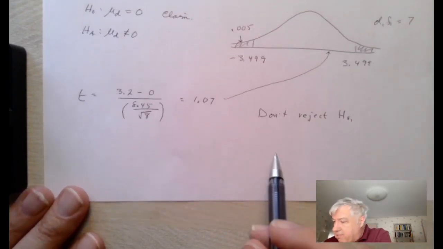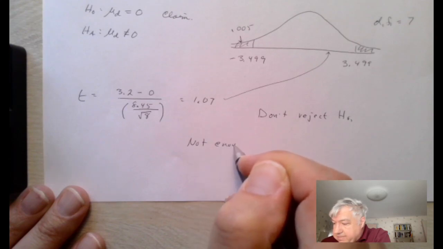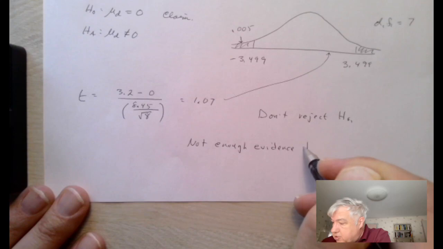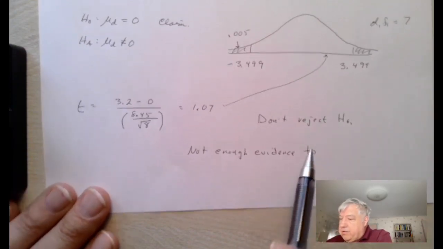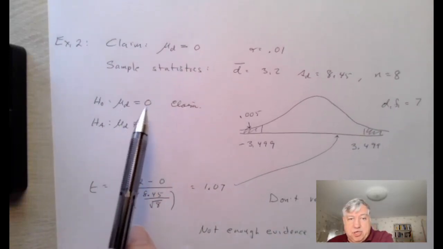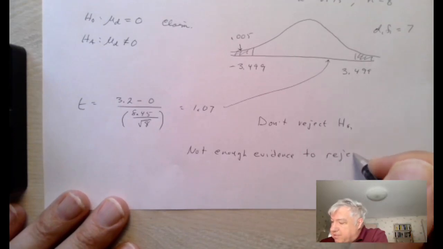So there's not enough evidence to... the claim was the null hypothesis, so we were either going to reject it or not reject it, and we're not rejecting it. So there's not enough evidence to reject the claim.